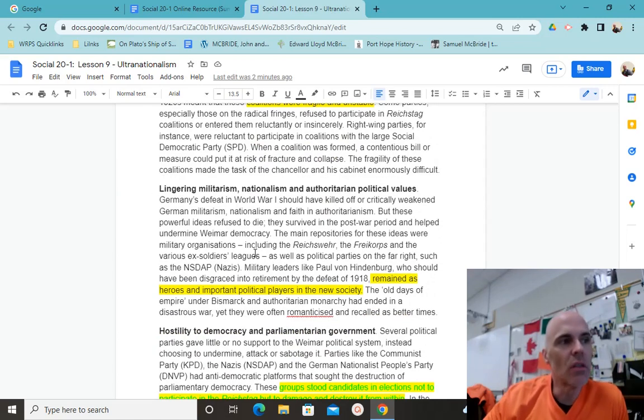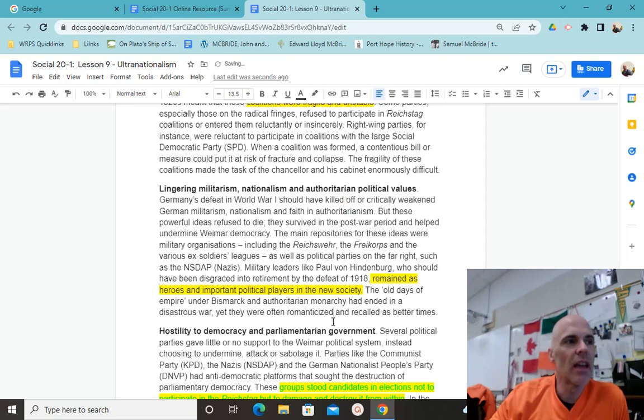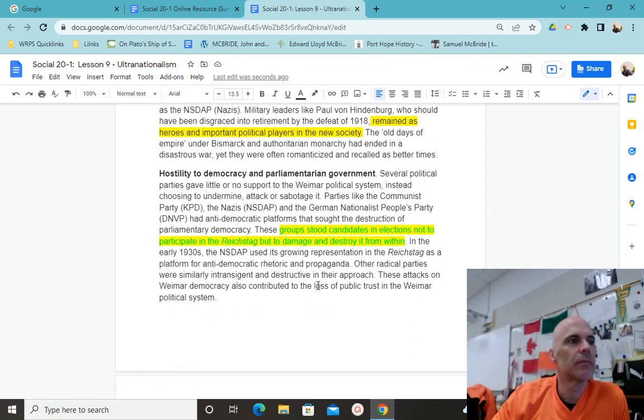Even though they lost the war, many military leaders, including Paul von Hindenburg, remained as national heroes. And the Nazis will associate quite closely with these ex-soldiers and leagues of them, like the Free Corps and the Reichswehr.